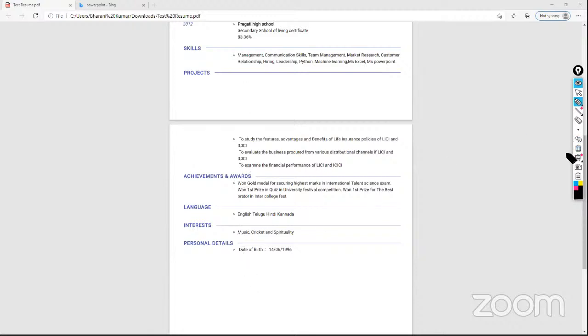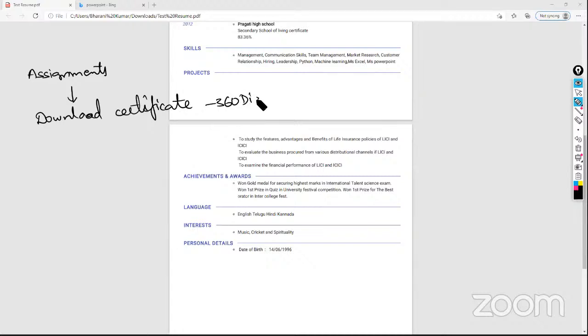Okay, and having said this, you also need to focus on a few things. I'll speak from the 360DigiTMG perspective, okay? On what happens after our students complete their assignments, they can automatically download the certificate of 360DigiTMG from their learning management system called AI Sprite.